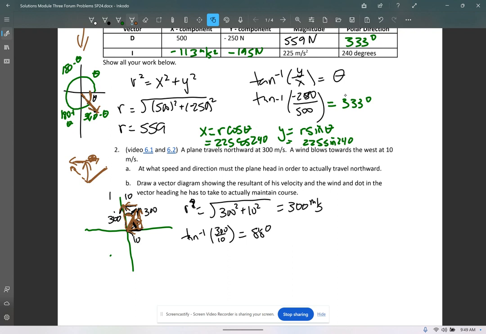So I'm just going to use Pythagorean theorem to find the magnitude, which is 300 squared plus 10 squared, take the square root, which is just 300. It just rounds to 300. And then I'm going to find the angle, 300 divided by 10, take the inverse tan of it. I don't have to do anything because this is in the first quadrant. This is the polar angle. So I have to take a heading of 300 meters per second at 88 degrees to ensure that that wind does not blow me off course.